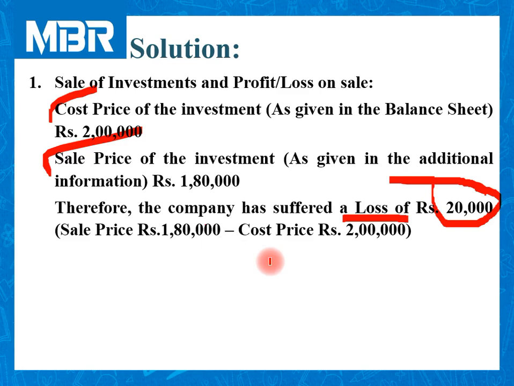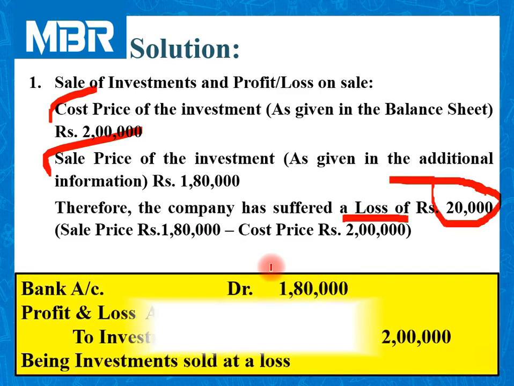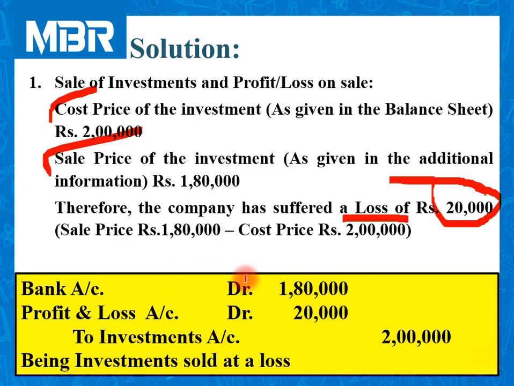Pass the journal entry for this transaction. It's routine. We have passed these kinds of journal entries in earlier questions. Bank account debited rupees 1,80,000 that we have received by selling our investment. Profit and loss account debited with rupees 20,000, that is the amount of loss that we have computed in our calculation over here. And investment account is credited with rupees 2 lakhs as the investment goes out.